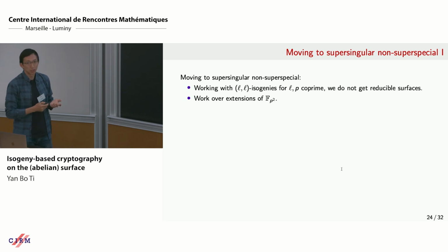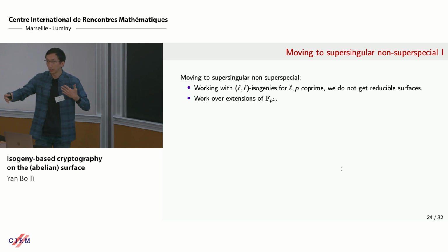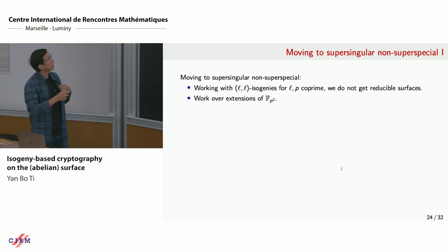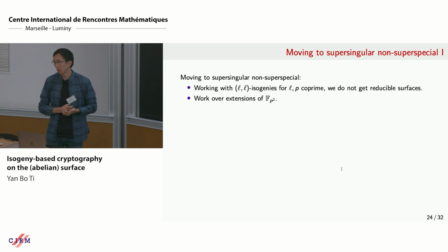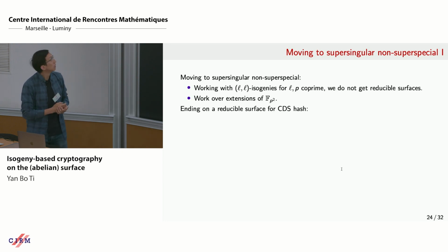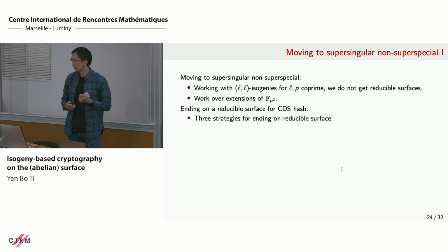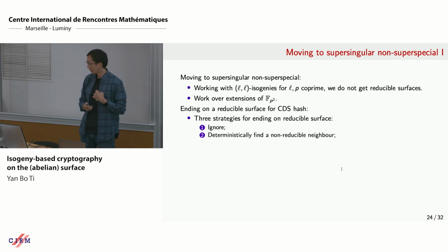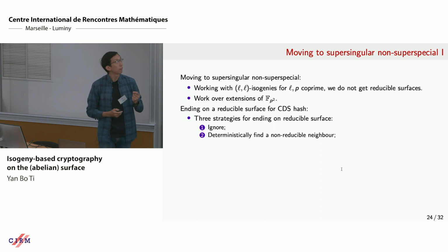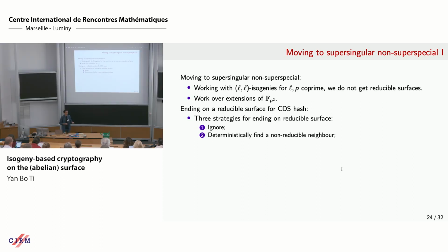And also, because there are infinitely many of them, you actually have to work over extensions of finite fields. So you work over extensions of F_p squared, and this might not be so good for cryptography, but you do avoid products. So what we actually say is that we analyze the hash function of Castryck, Decru, and Smith, and they have three strategies for when they end on reducible surfaces. The first one is to ignore them. The second one is to deterministically find a non-reducible neighbor. And the third one is called gluing, but number 2 sounds like number 3 to me. So yeah, not too sure. But anyway, they chose to ignore them.